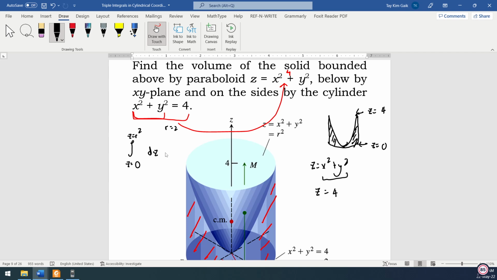Since the projection is circular, we use r dr d theta. The limit of r is 0 to 2, and the limit of theta is 0 to 2 pi. The only change is the limit of z. Now z goes from 0 to r squared.